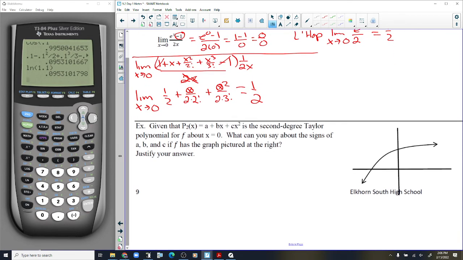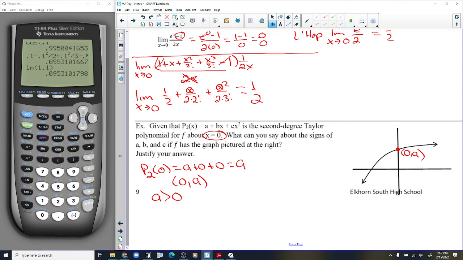Given that p sub 2 of x equals a plus bx plus cx squared is the second degree Taylor polynomial for f about x equals 0, what can you say about the signs of a, b, and c if f has the graph pictured at the right? Let's pick a point. It says centered at 0. So let's find p sub 2 of 0. That's a plus 0 plus 0. So that's a. So I know I have the point (0, a). And the point (0, a) is up here. And (0, a) is above the x-axis. So a must be greater than 0. So we got a figured out.